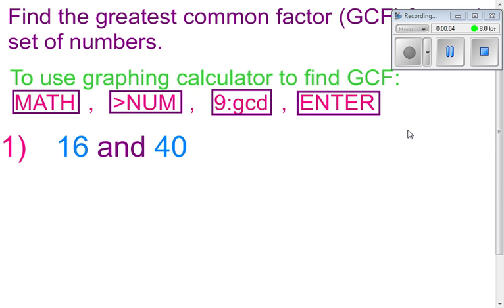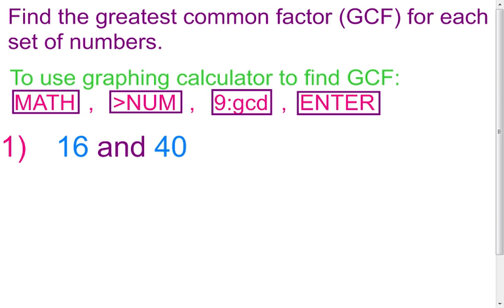Okay, in this lesson we are going to be looking at finding the greatest common factor for a set of numbers, and then we're going to add variables into this too. But we're going to start with numbers. The greatest common factor, abbreviated GCF, is basically the biggest number that goes into, in this case, in number 1 here, both 16 and 40. So you want the biggest number that goes into both of those. In other words, the biggest number that 16 and 40 are both divisible by.